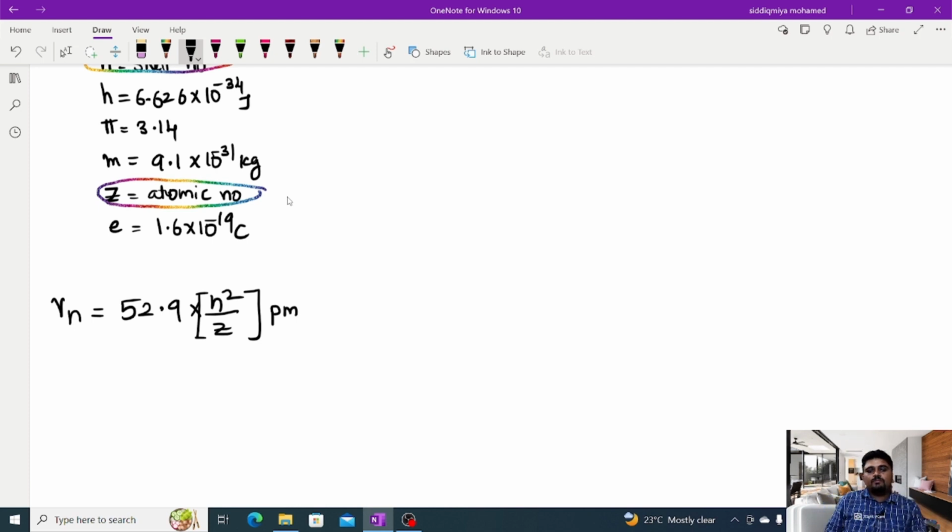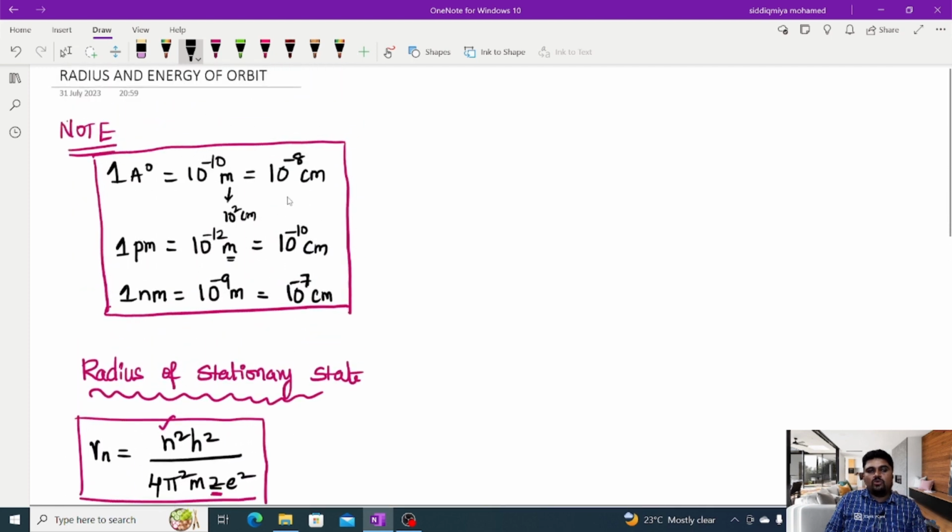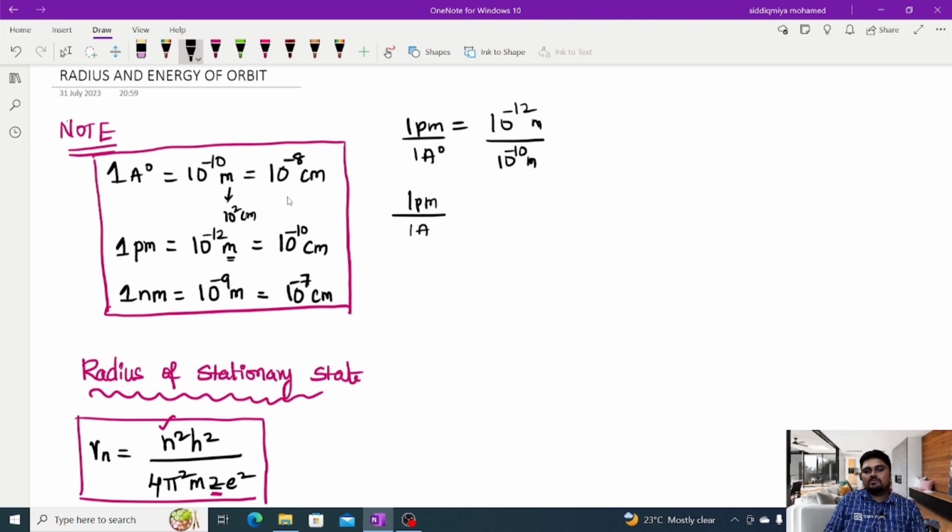Now this picometer I want to convert into angstrom. How to convert? You see here, why I said these conversions now, you can convert very easily. 1 picometer is equal to 10 power minus 12 meter, and 1 angstrom is equal to 10 power minus 10 meter. So 1 picometer by 1 angstrom, the 10 power minus 10 cancels, and you will have 10 power minus 2 by 1.